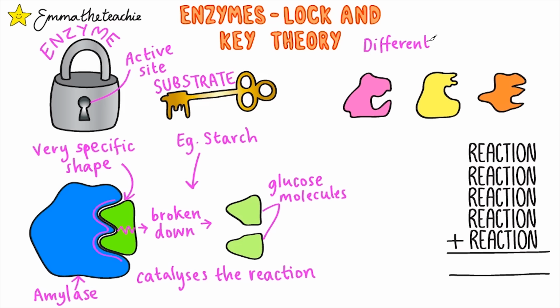Different enzymes have different active site shapes. This is because their amino acid chains have folded differently, giving a different 3D structure.